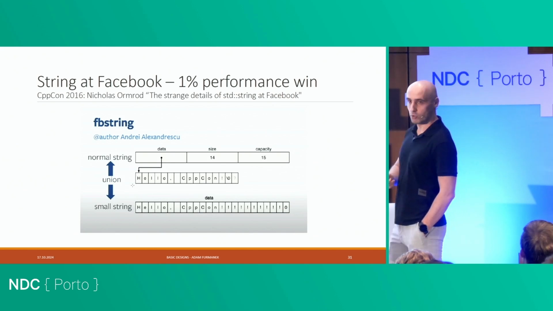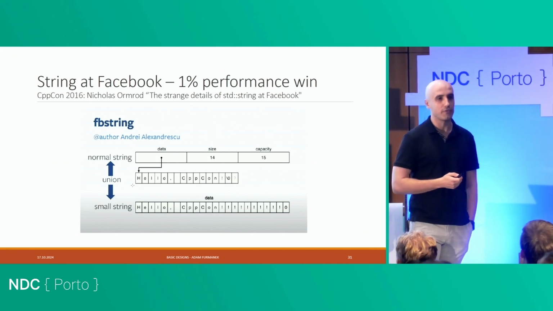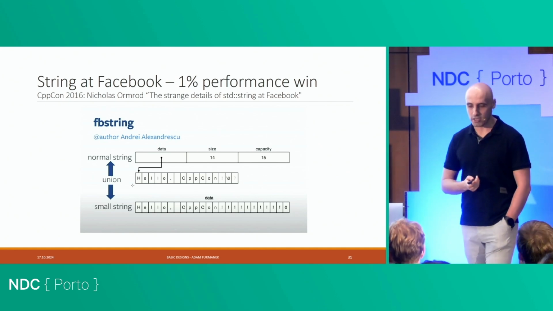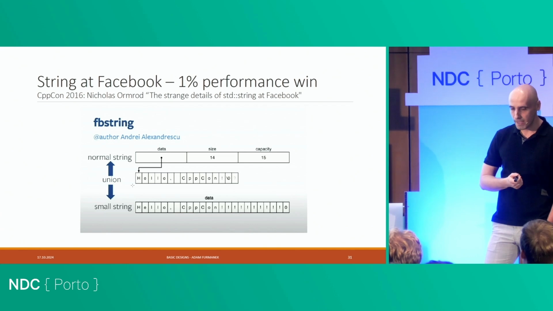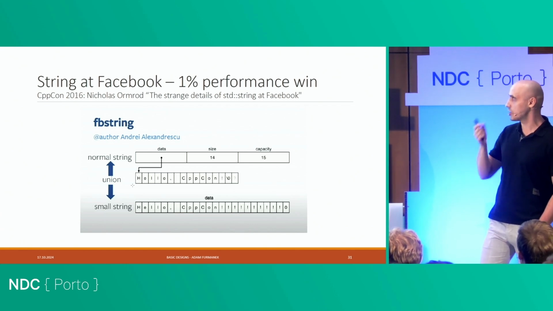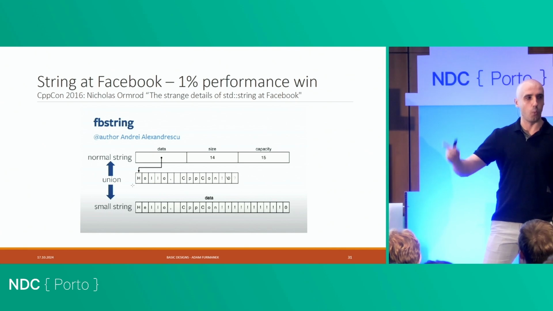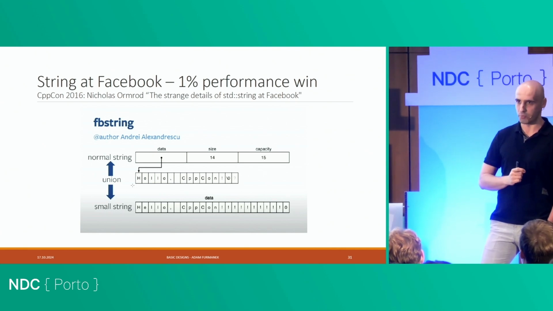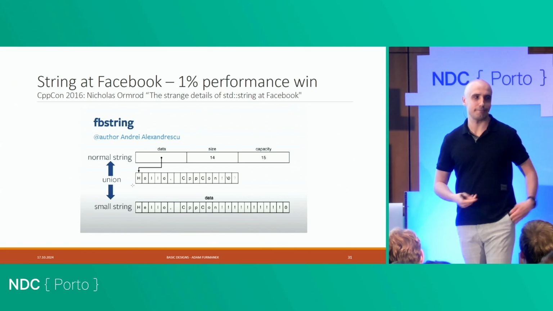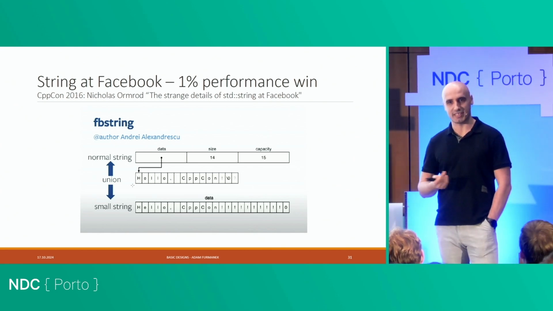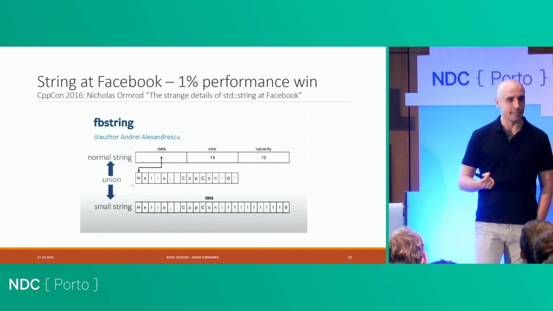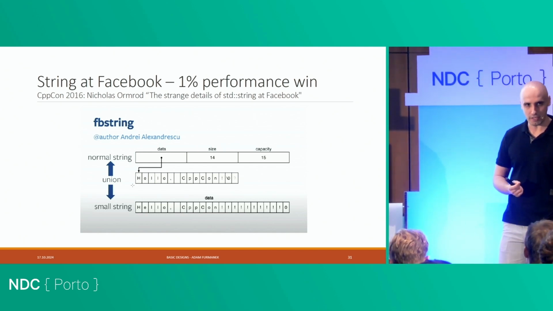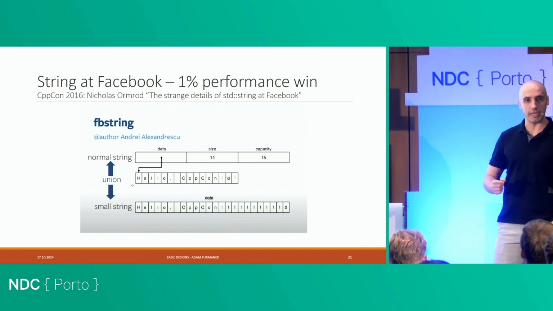What else? Facebook decided to change the implementation of their strings in C++. I encourage you to take a look at the talk titled The Strange Details of STD String at Facebook. They explained how they changed the implementation and achieved a 1% performance improvement. And you may say, 1%, is it worth it, right? But when we think about scale and the hundreds of thousands of machines they have at Facebook, or at Meta, then 1% is actually a big chunk of money that we can save. And the way they did it is they just replaced which string you import after they implemented it.